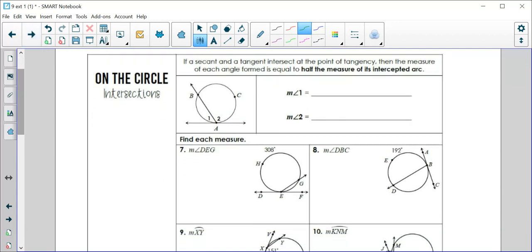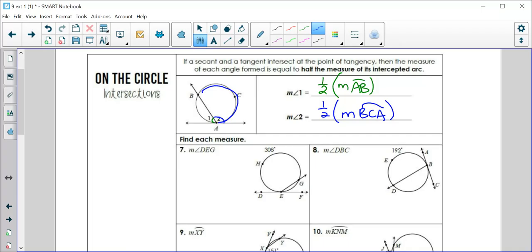All right, what happens when your two lines, so your tangent and your secant, meet on the circle? The measure of angle 1 is just going to be half the measure of arc AB. Okay, and then if I wanted angle 2 over here, we take half of the arc that goes with it, BCA.